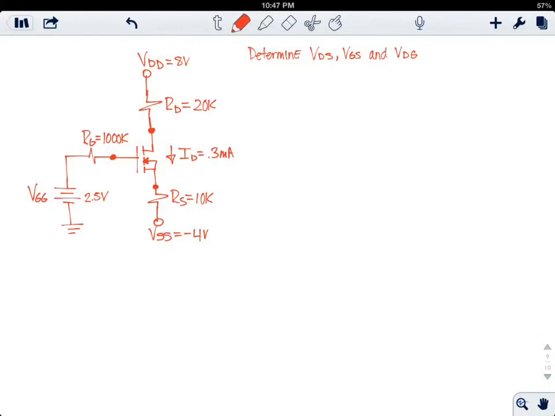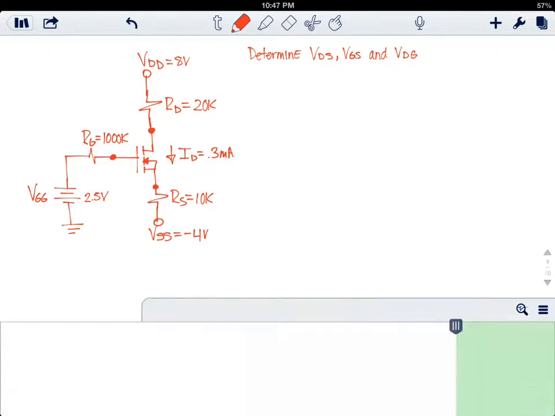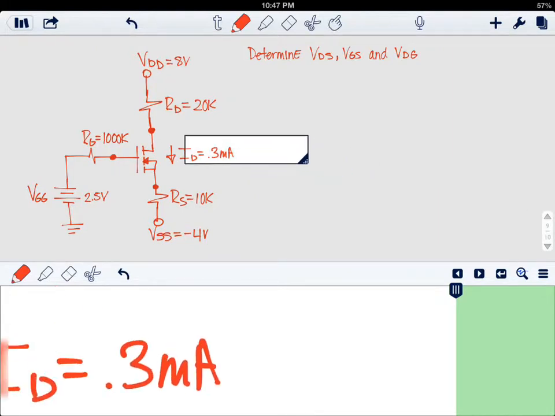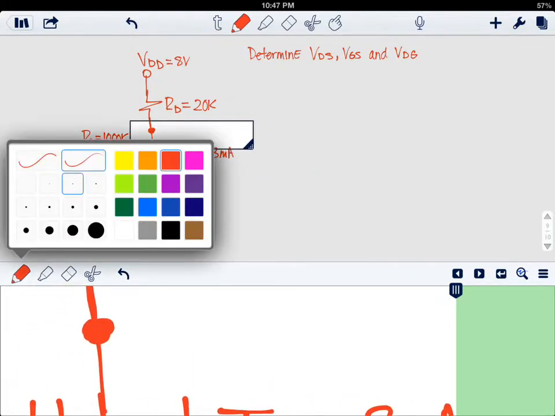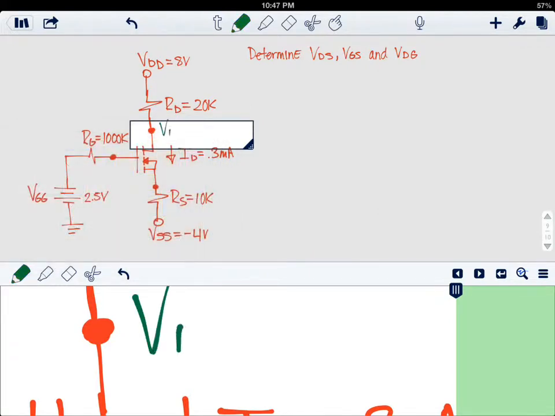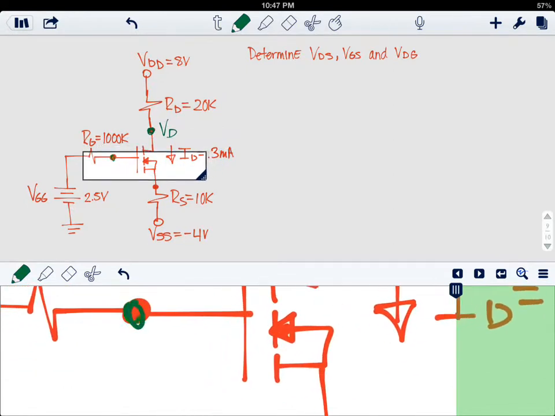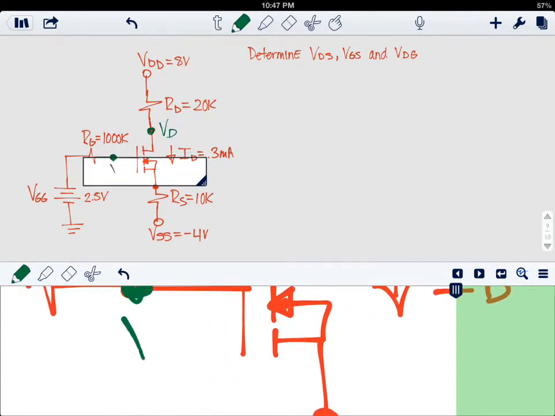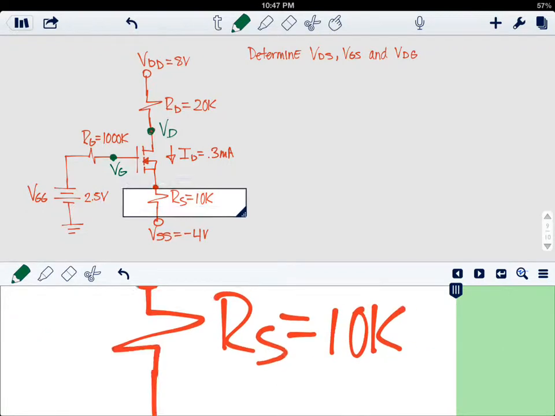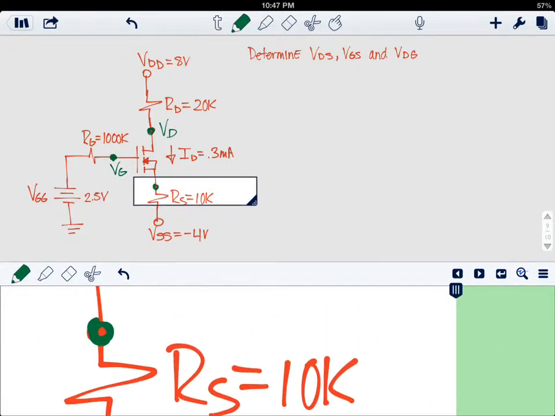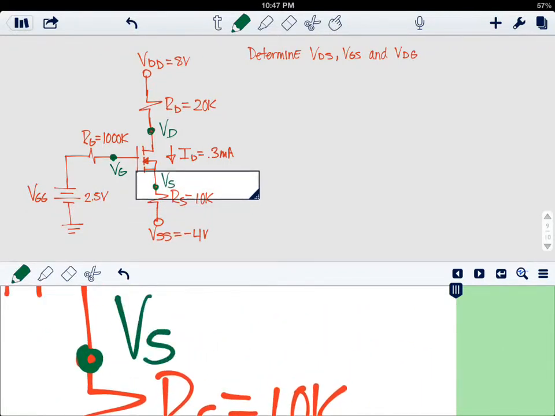So we are given this exercise where we are asked to determine VDS, VGS, and VDG. We know that VG is located right here at this point, and VS is located right here in the source.